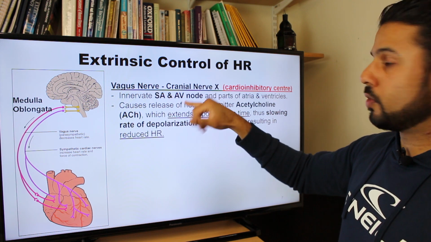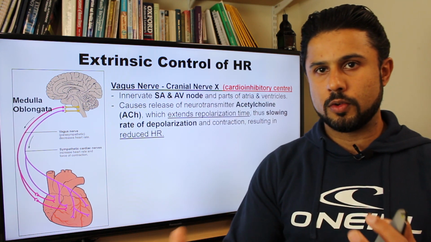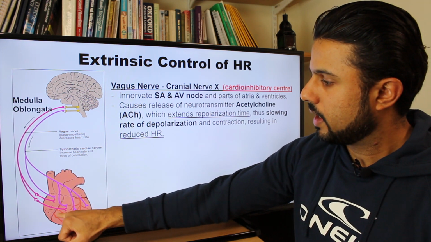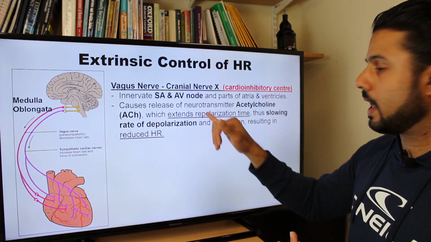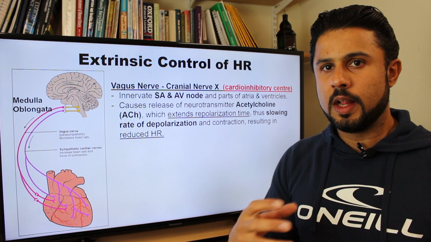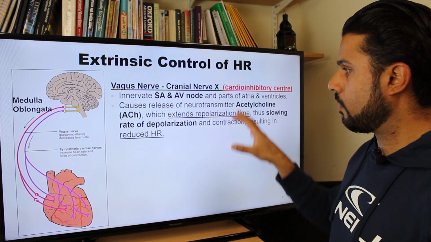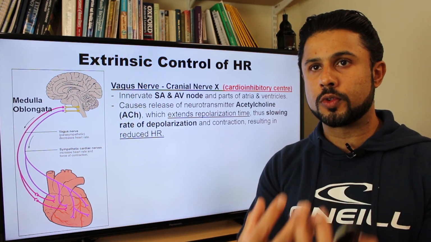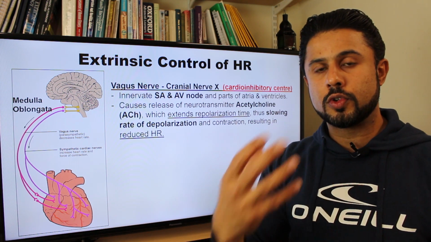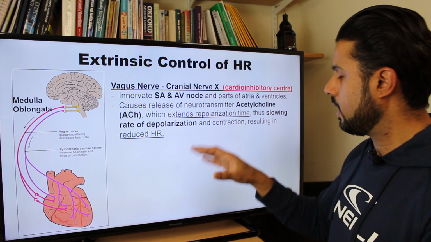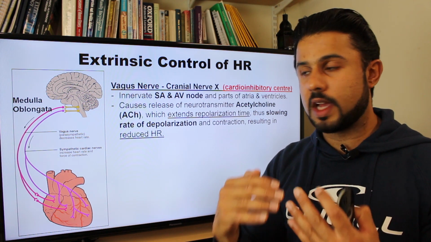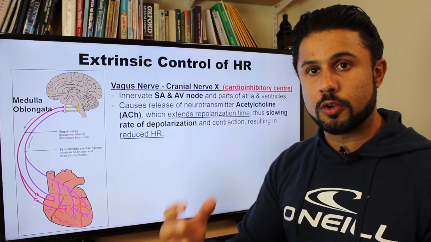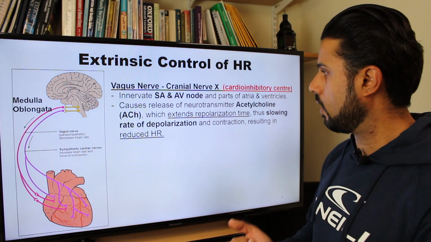So the vagus nerve, also known as cranial nerve X, is part of the cardio-inhibitory center, okay? And what it will actually do is inhibit the sinoatrial node and the atrioventricular node, and it extends the time for repolarization. Now, anybody that is not familiar with that term, what I'm referring to here is that action potentials or electrical impulses that cause changes at the sinoatrial node are due to ionic changes in sodium and potassium, okay? And we call those changes in the membrane potential action potentials. It's beyond the scope of this video to discuss that, but I would suggest for you to read up about action potentials to increase your knowledge.